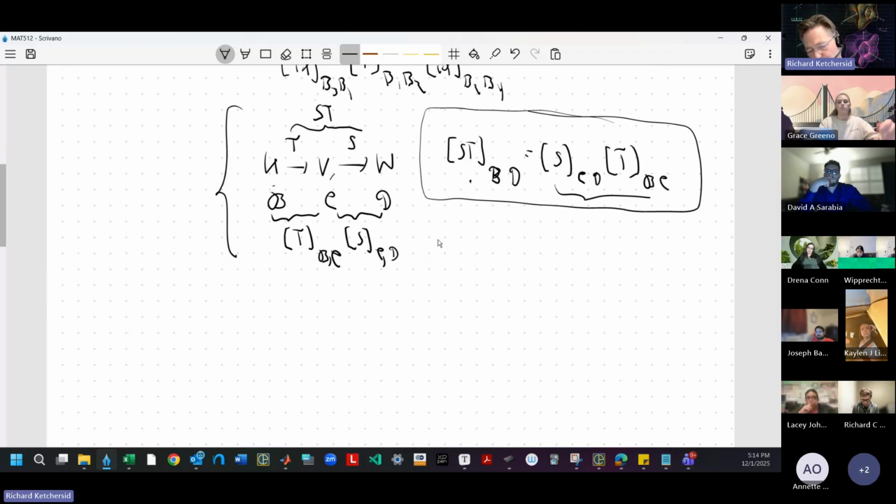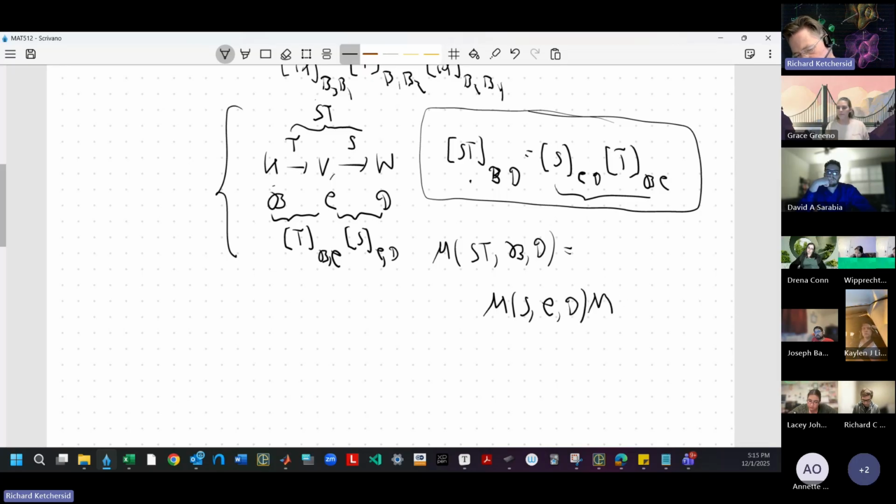Right. Now, in your book, the notation's different, right? So just to make this clear, your book would call this MST BD, right? And then this is equal to MSCD, MTBC, right? And so some theorem in your book says that that's the way this works.